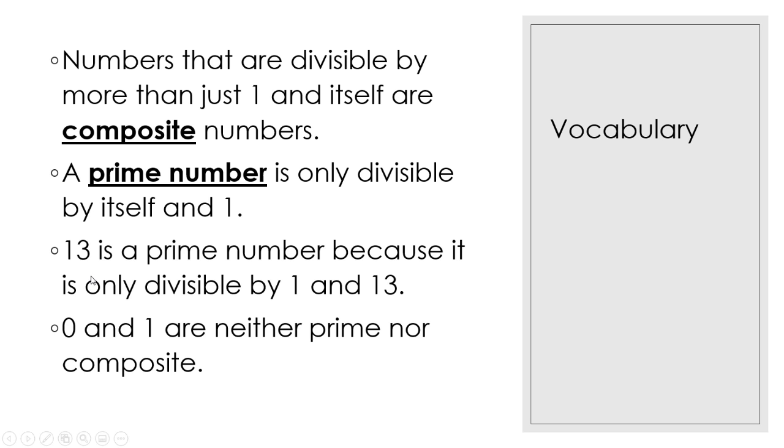Numbers that are divisible by more than just 1 and itself are composite numbers, whereas prime numbers are numbers whose only divisors are itself and 1. So 13 would be prime, but 0 and 1 are not prime, and they're not composite numbers.